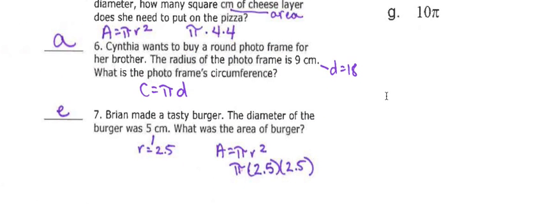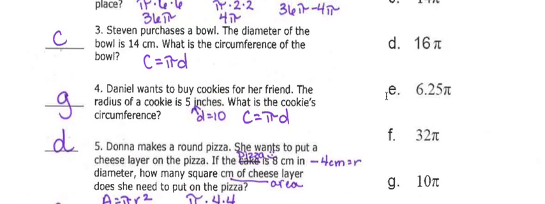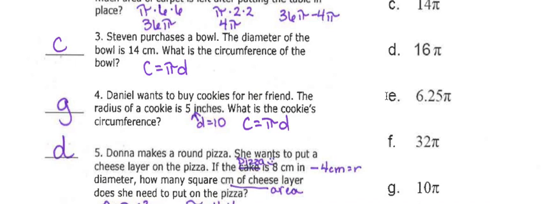And finally, number 7, Brian made a tasty burger. The diameter of the burger was 5 centimeters. What was the area of the burger? Diameter is 5, radius is half that. That's 2.5. So pi times 2.5 times 2.5 is going to give you E, 6.25 pi.